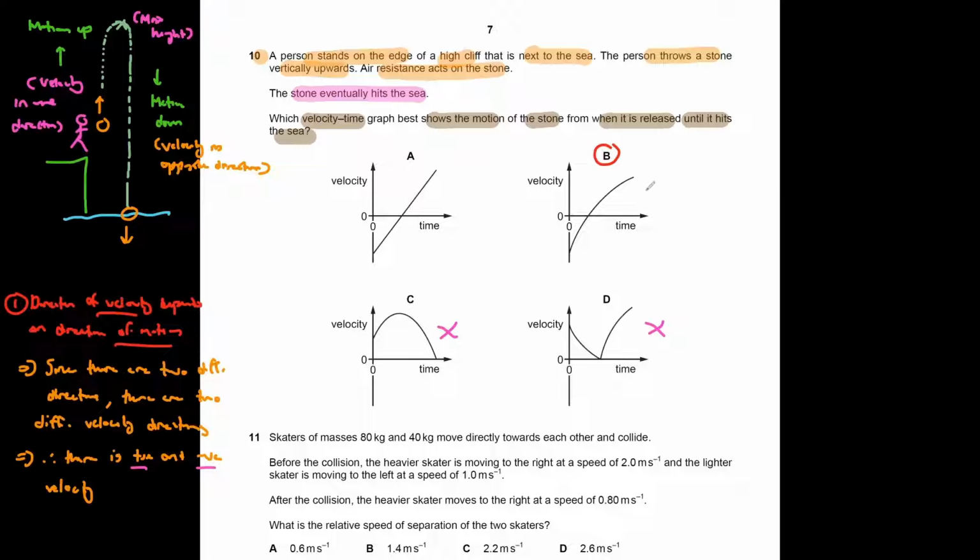Okay, but why do I say B is the correct one in the first place? It's mainly because of the fact that you have air resistance. So consider this now: when you are moving up, you are actually slowing down, right? And then when you're moving down, you are actually speeding up. Let me just rewrite it somewhere here. When you're going up, you will slow down. When you're going down, you will speed up.